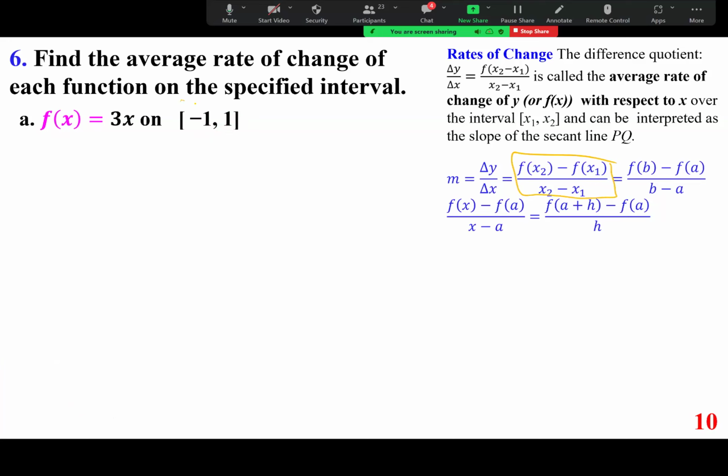So this is x1, this is x2. So what is f of 1? 3 times 1. What is f of -1? 3 times -1.